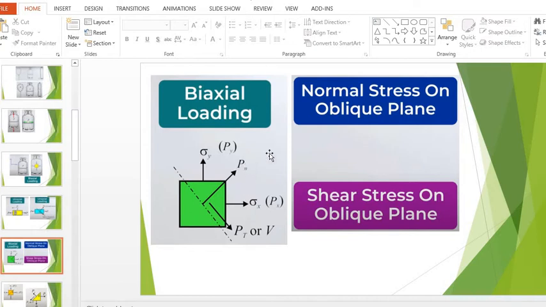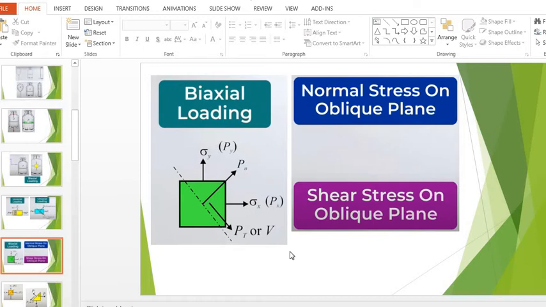Now it is clear what is normal stress on an oblique plane and what is shear stress on an oblique plane. See, this one is our oblique plane, and perpendicular to this is the normal stress, and the stress which is acting along the plane is the shear stress. That stress is due to this load, and this normal stress is due to the load Pn. I think it will be clear to you.